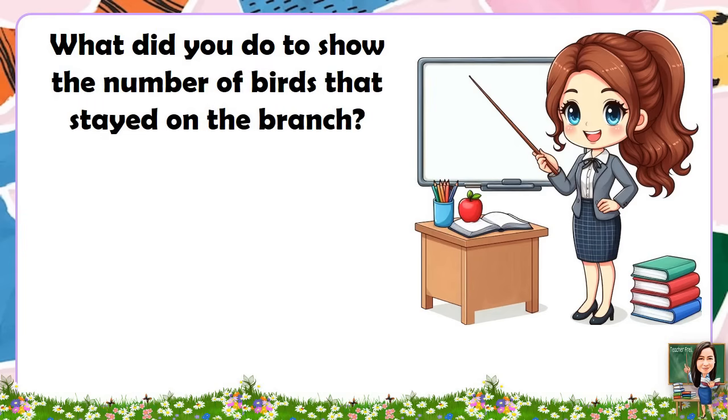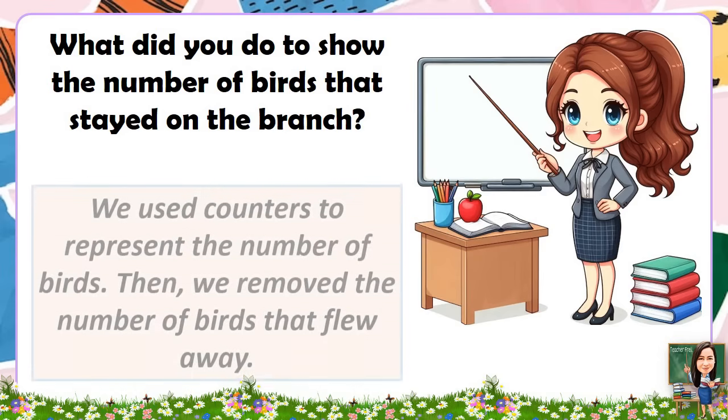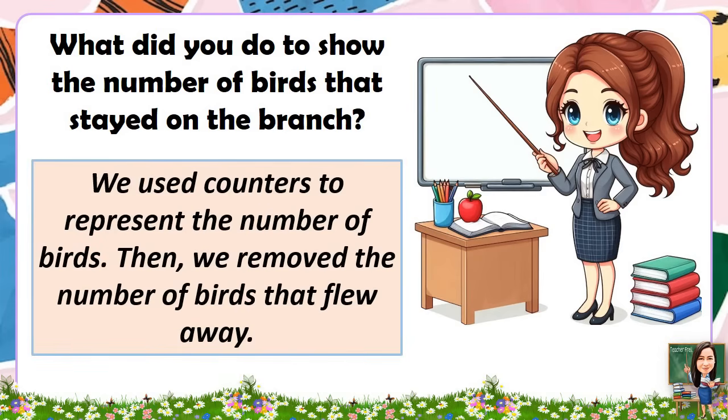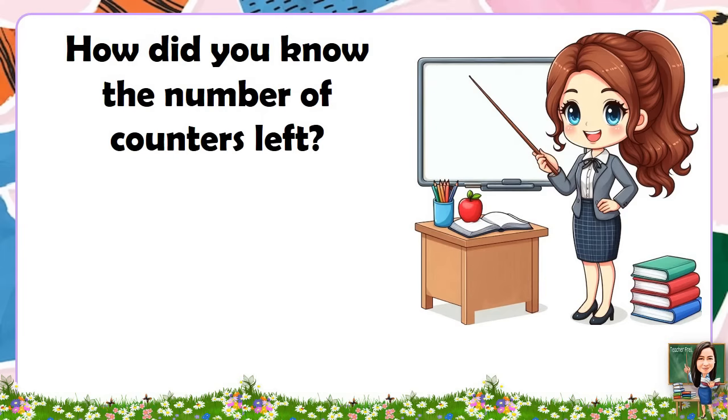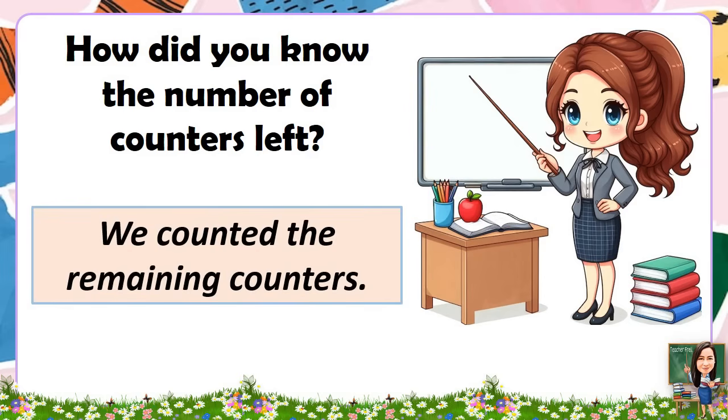What did you do to show the number of birds that stayed on the branch? Yes, we use counters to represent the number of birds. Then, we remove the number of birds that flew away. How did you know the number of counters left? Yes, we counted the remaining counters.